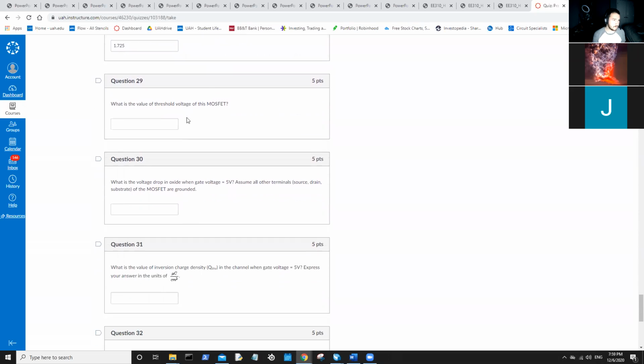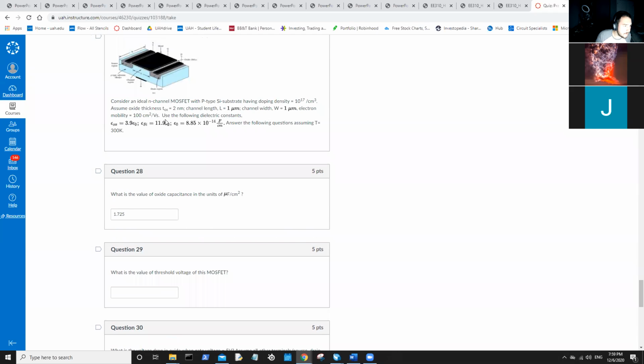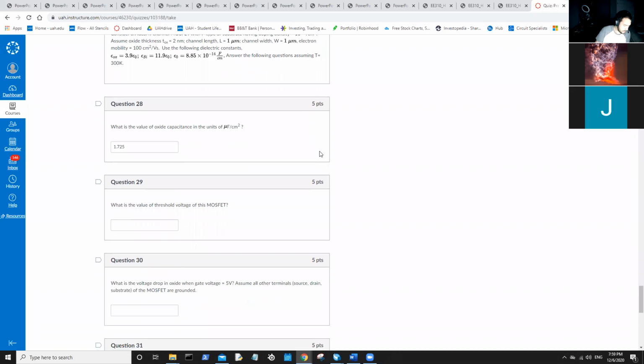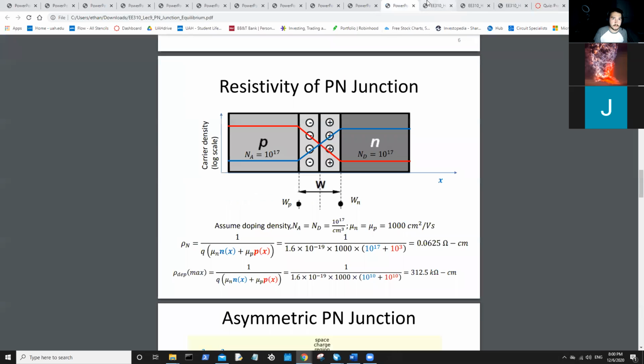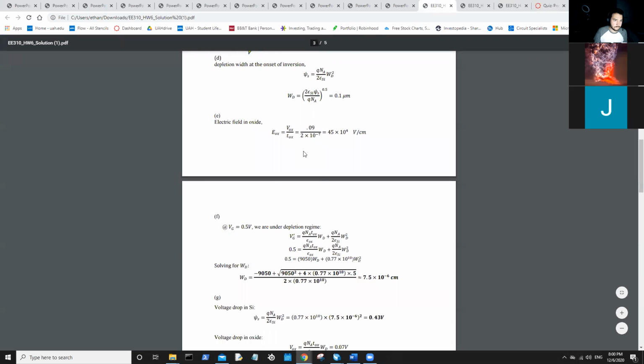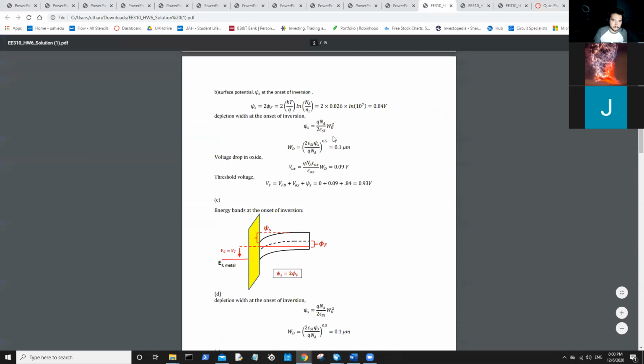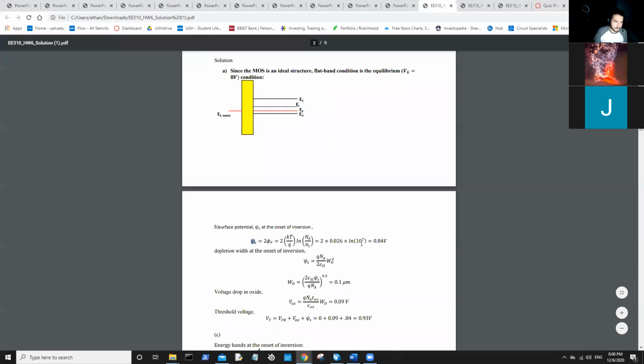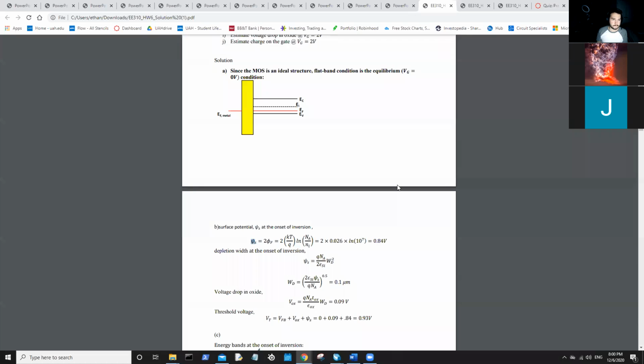Next, the value of the threshold voltage of the MOSFET. That is just another formula. We talked about it earlier. There's no applied voltage here, so that's cool. So VT is simply going to be equal to the voltage in the oxide plus the psi symbol. I don't actually remember how to say that one. Does anyone remember how to pronounce this?